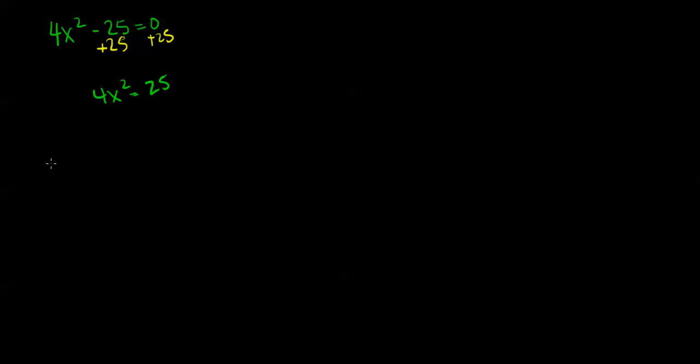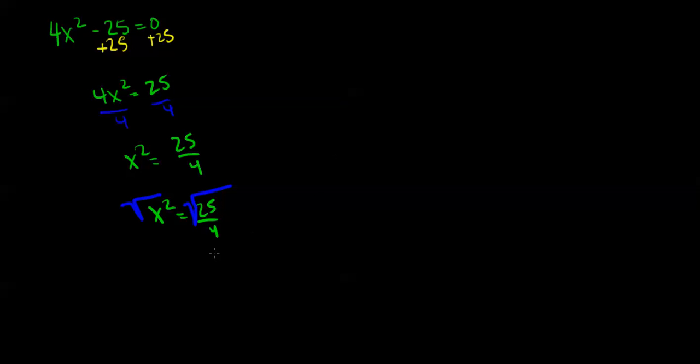Now, we want to move the 4 over. So in order to do that, we will have to divide both sides by 4. 4 is multiplying x squared, so you have to divide in order to get rid of it. So the left side, 4x squared divided by 4, leaves us with x squared, and the right side is 25 over 4. Now we have x squared equals 25 over 4, and this is the x squared equals a form. So in order to solve this, we've got to take the square root of both sides.